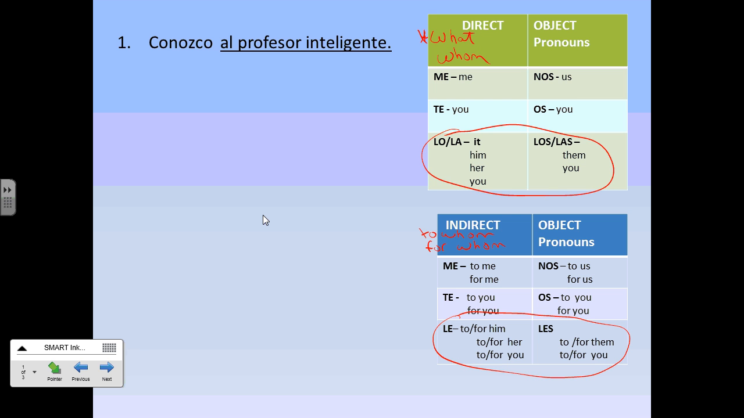Let's have an example. You're going to have 15 of these. So what's underlined is the only thing you have to replace. So you have to read the sentence. You have to know the verb. If you don't know your verbs, you need to review through them from Spanish 1.